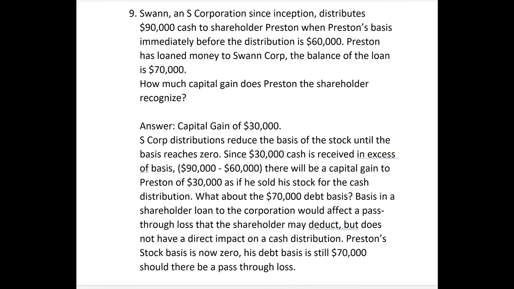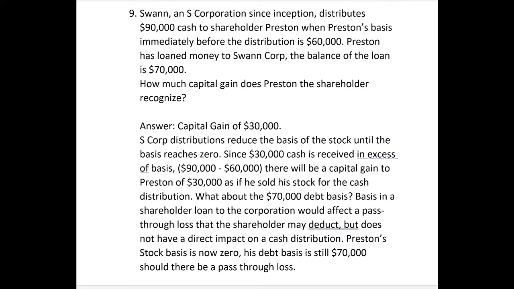And the answer is there's going to be a capital gain to Preston of $30,000. S Corp distributions reduce the basis of the stock until the basis of the stock reaches zero. Since $30,000 cash is received in excess of stock basis, $90,000 minus $60,000, there'll be a capital gain to Preston of $30,000. Why? Well, if you receive more cash than your stock basis, it's as if you sold your stock for the cash distribution.